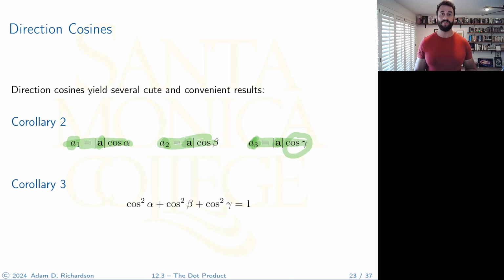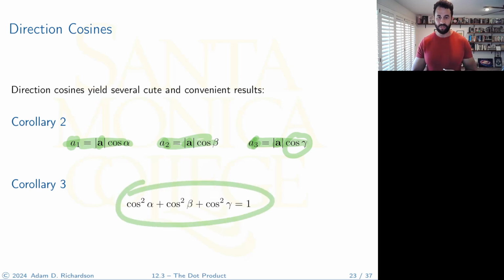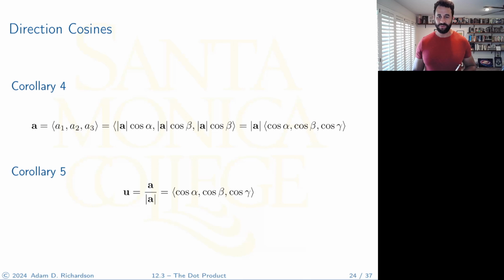From this, maybe you can try this one on your own if you want to just have some fun with it. From this, you can actually get this result: cosine squared alpha plus cosine squared beta plus cosine squared gamma equals 1. It's a fun little algebraic calculation, so if you want to do it, go for it. We also get these two results. Again, lots of cute results from direction cosines.